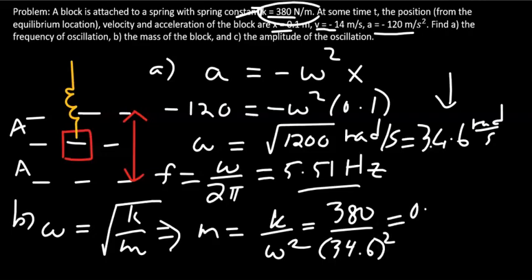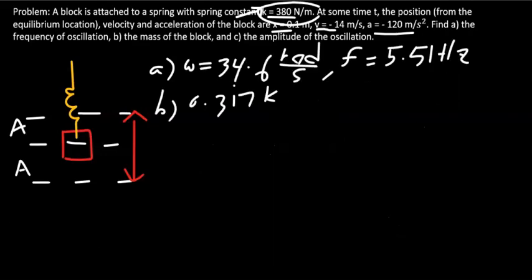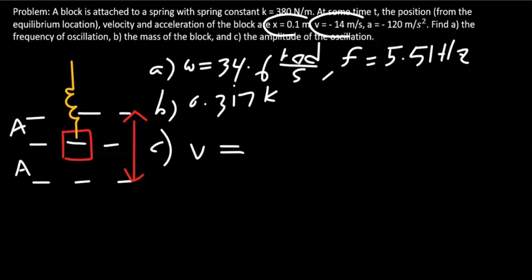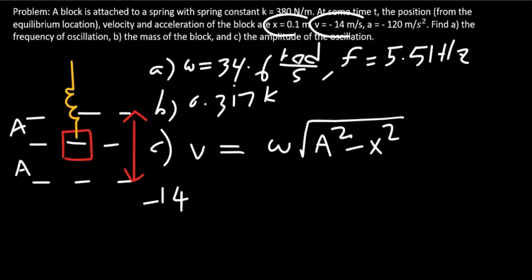And the value is 0.317 kg. Finally, the amplitude of the oscillation. The amplitude of the oscillation can be determined from the equation that relates x to v. Do you remember what that equation is? It is the following: v equals omega times the square root of amplitude squared minus x squared. We know the velocity is minus 14 meter per second. That's given right there.